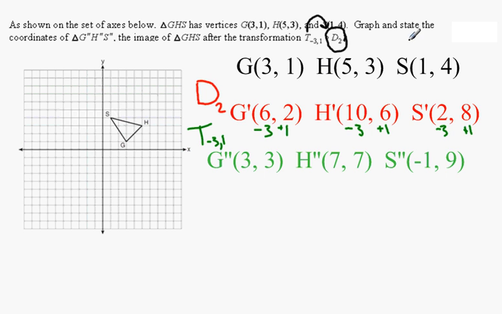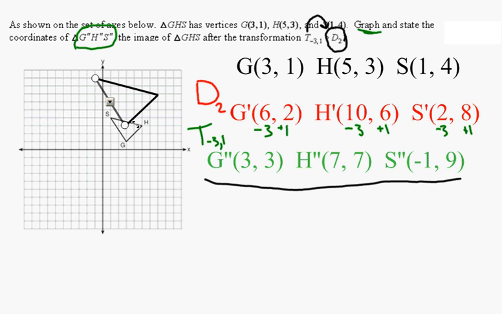Finally, we have to state, well, we did state the coordinates. We have to graph the coordinates of G double prime, H double prime, S double prime, because that's what the question said. We want to always make sure that we fully answer the question or the task. So we have to make sure that we graph these coordinates over here, G double prime, H double prime, S double prime. So let's go ahead and do that. There's our H prime, there's our S prime, and there's my G prime.